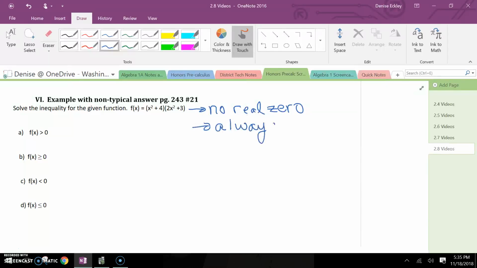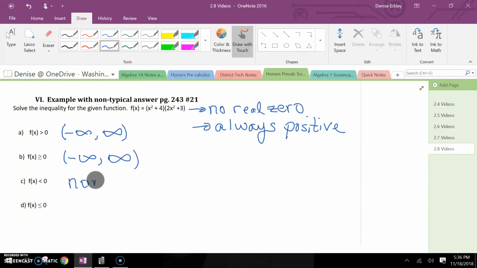So the only two sections of the graph that we can answer as being positive or negative are the positive parts. So f of x is greater than 0 on the entire part of the graph, so from negative infinity to infinity. It is also greater than or equal to 0 on the same interval, and that would mean that it is never less than 0. So there are no sections of the graph where it's less than 0 or less than or equal to 0.